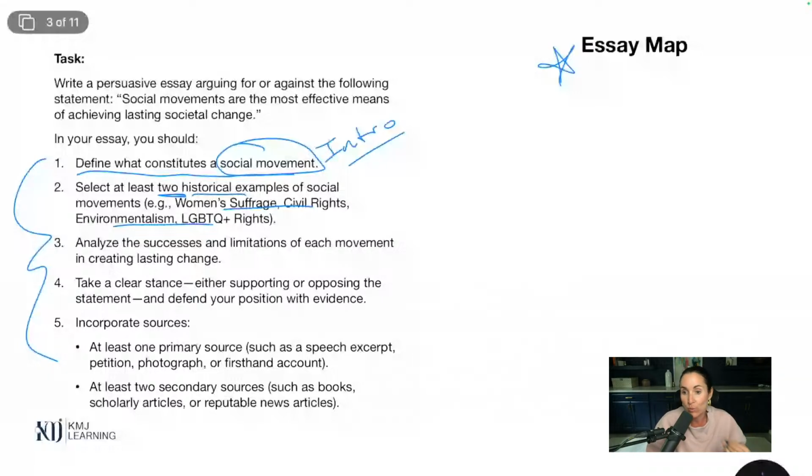And we thought that that was a really good matchup. And we looked through ChatGPT about all of those and the internet and stuff like that. And we came up with what we understood about those. We analyzed the successes and limitations of each. Then we decided to take a clear stance.